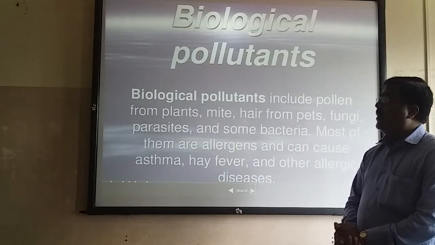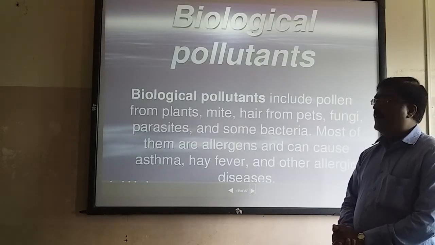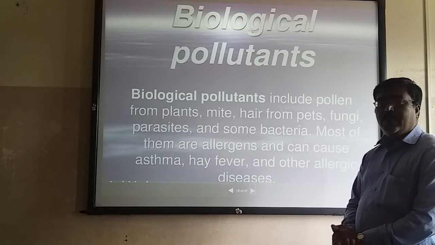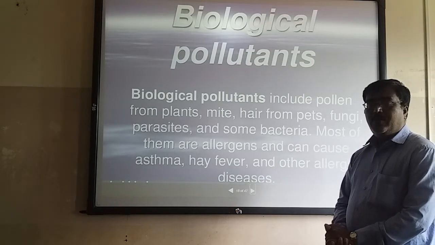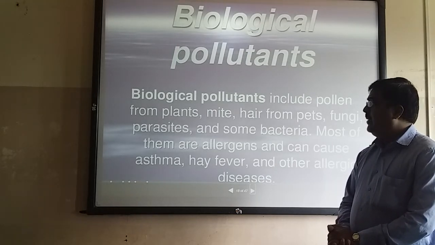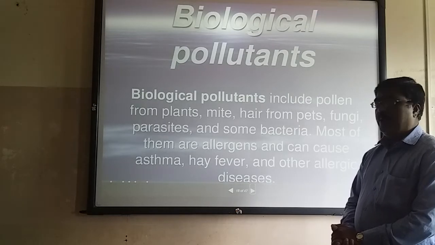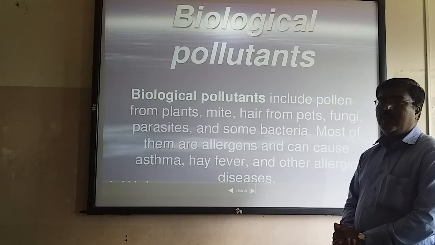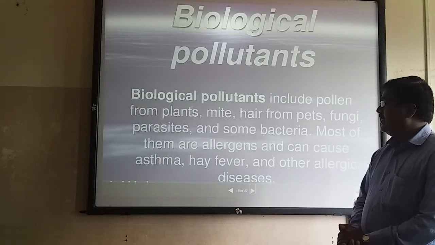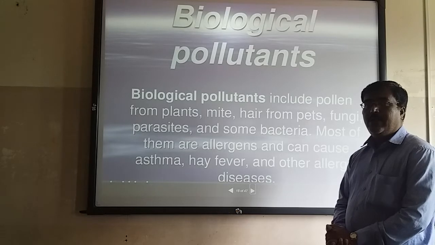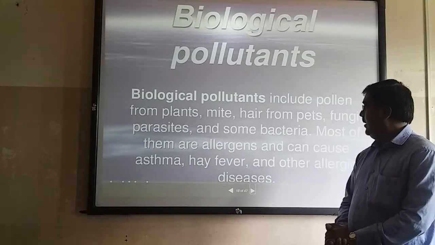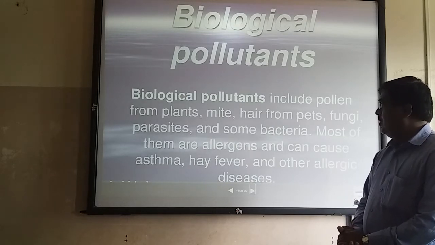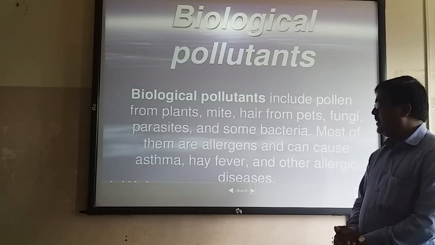So next one is biological pollutants. What are biological pollutants? Biological pollutants are things like pollen grains from plants, and dander from pets, maybe a dog or cat. Also fungus, so fungal infection, and some kinds of parasites and bacteria. These are also biological pollutants we can observe. Most of them cause allergies and can cause asthma.